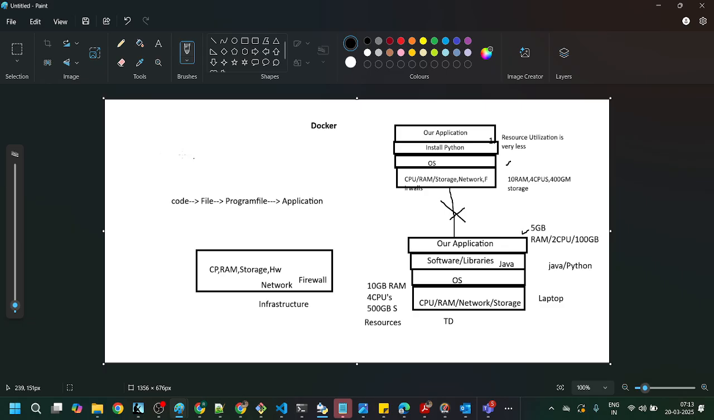Okay, so after that, what did they do? This is a traditional deployment, almost 10 years back. So after that, to overcome these resource utilization issues, and to use the resources properly, what people did is they moved to virtualization.